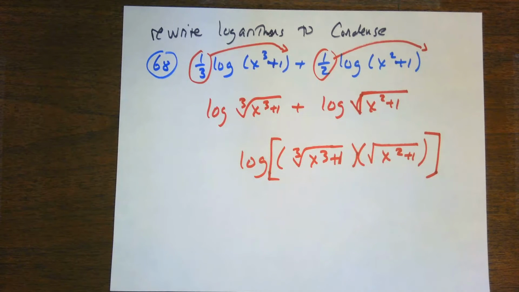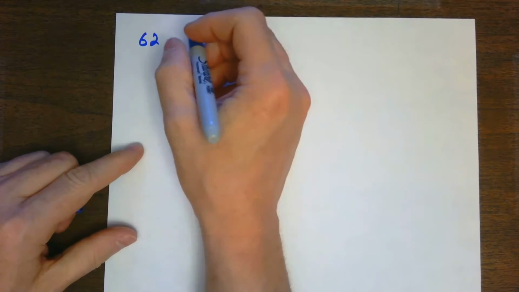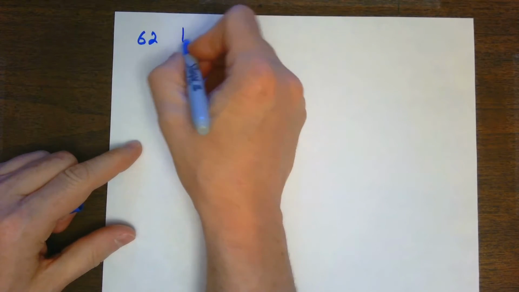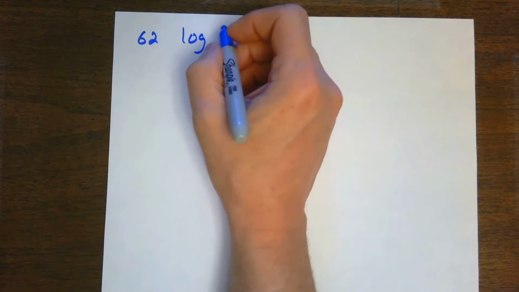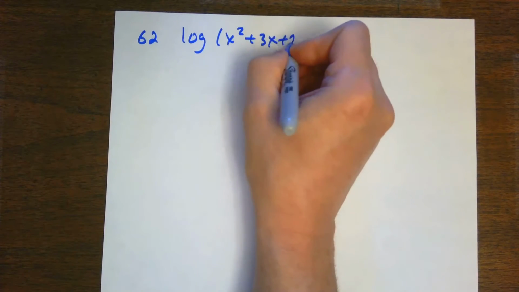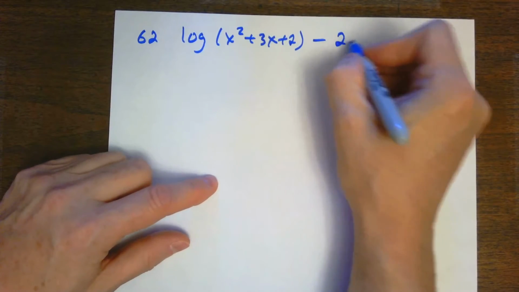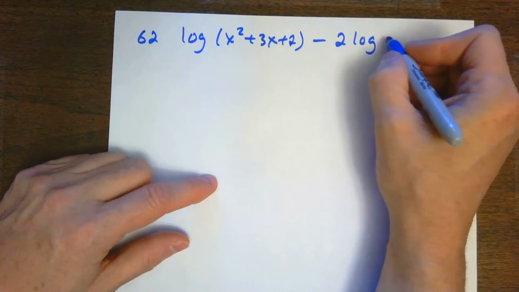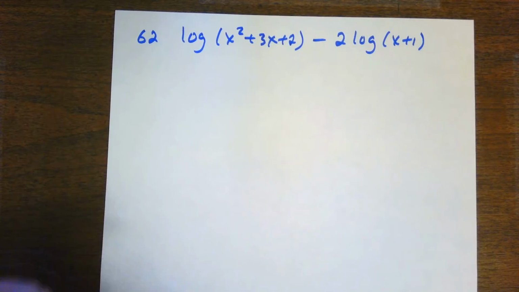So combining logarithms, let's do one more that's got a little bit extra going on. Let's do number 62, also out of the exercise set, similar to the ones that I want you to do: the log of x squared plus 3x plus 2 minus 2 times the log of x plus 1. And again, I want to condense. I want to combine these to rewrite it as a single logarithm.